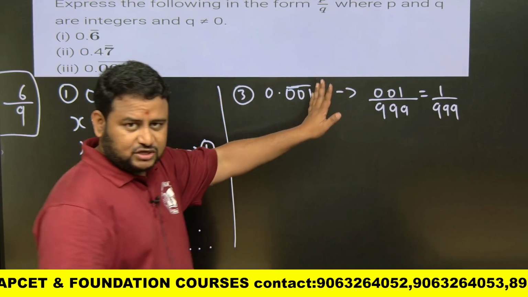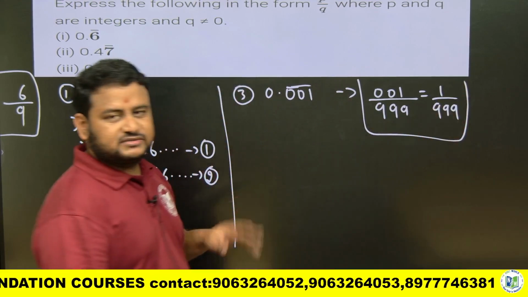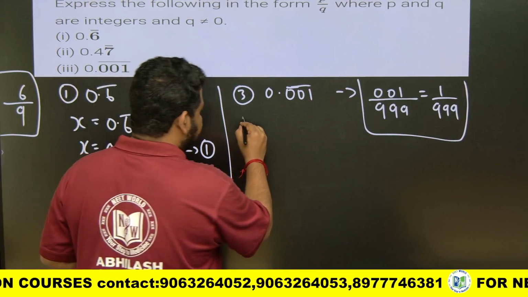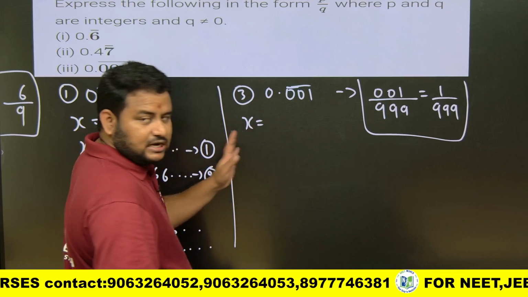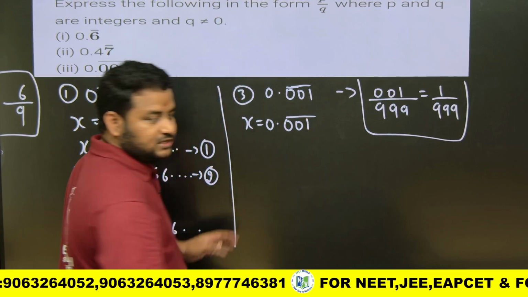But is this the method I should follow? No, this is only a shortcut. This is only to verify. So what is our method? We will follow this. I should write what first? I should write x is equal to 0.001 bar. This is what I should write.